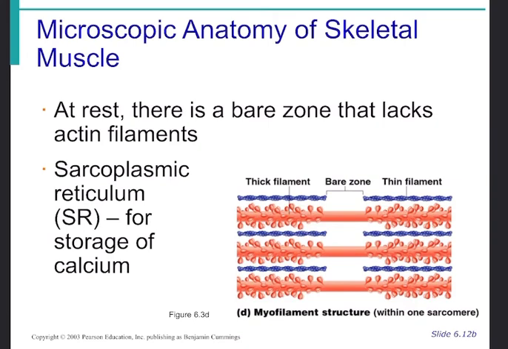Now we have, at rest, there's a bare zone that lacks actin filaments. The sarcoplasmic reticulum, the SR, right here, is for the storage of calcium, like I was saying before. And that just basically sits there and produces calcium and stores it. And then it releases the homeostasis.